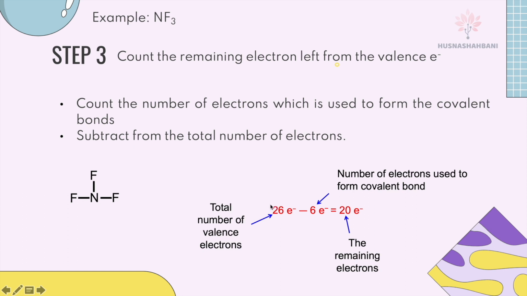So the total number of valence electrons minus 6 electrons, the number of electrons used to form covalent bond. Step number 3 is you have to count the remaining electrons left after you use it for covalent bond. So the remaining electrons are 20 electrons.